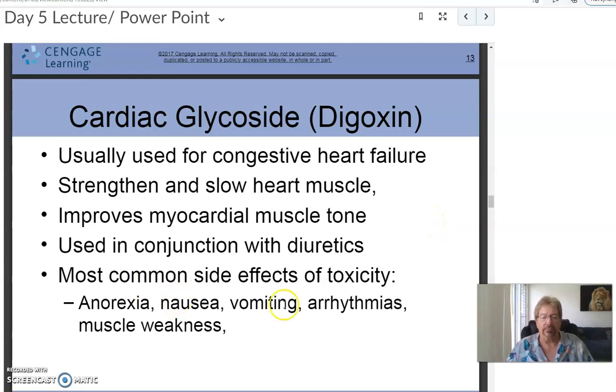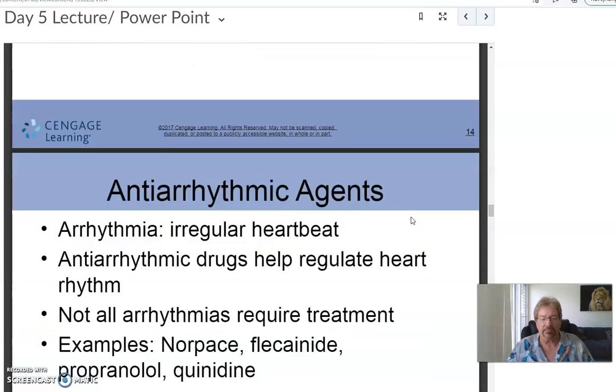water and fluid. Most common side effects of toxicity: anorexia, nausea, vomiting. Arrhythmias means abnormal rhythms, muscle weakness. Okay, this is a very common condition, guys. Very common. It's abbreviated CHF, and that's common.